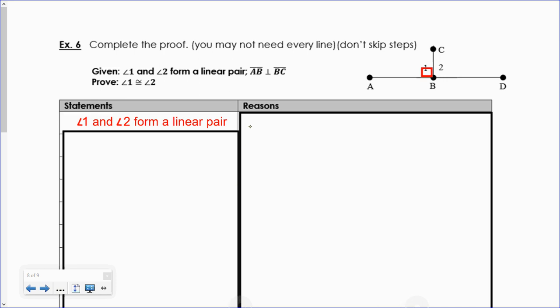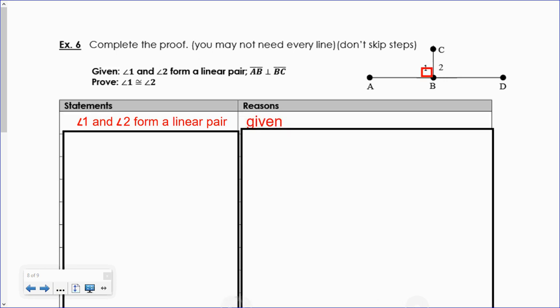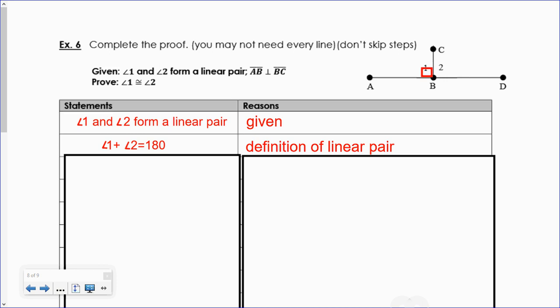So I'm going to start with the first given, the fact that they're a linear pair. What can I conclude from that? Okay, so they equal 180 when you add them together. Definition of linear pair. Based only on that equation, is there really anything else I can do from here? I can't do substitution. I don't have any new information yet. So I'm going to leave that alone. I've exhausted the first given.